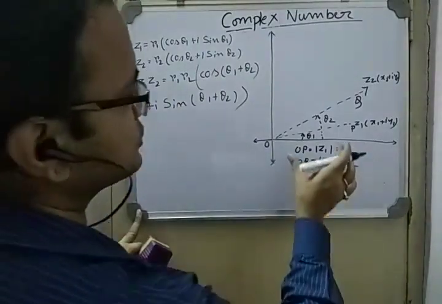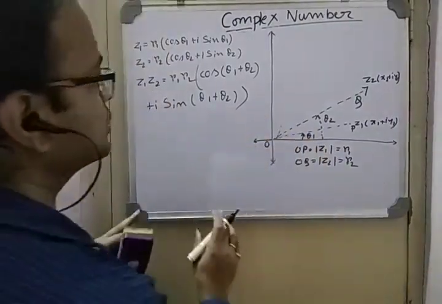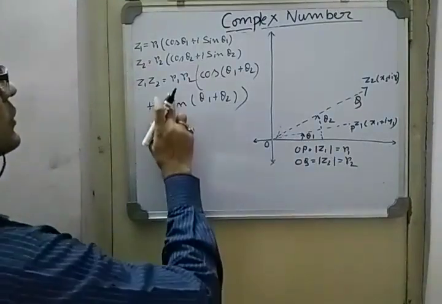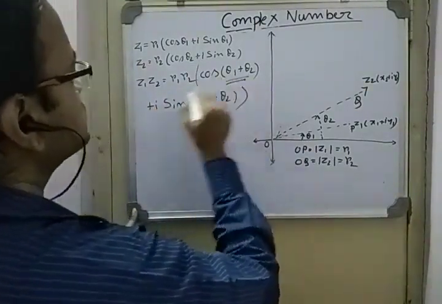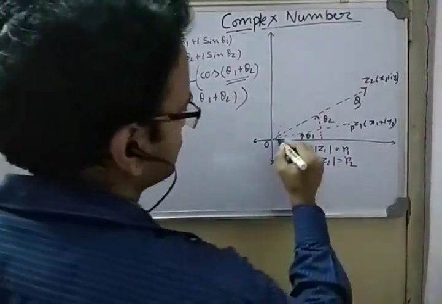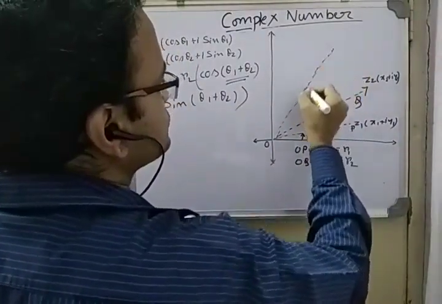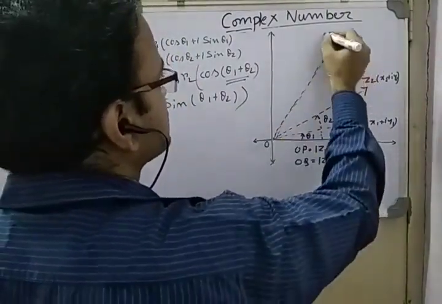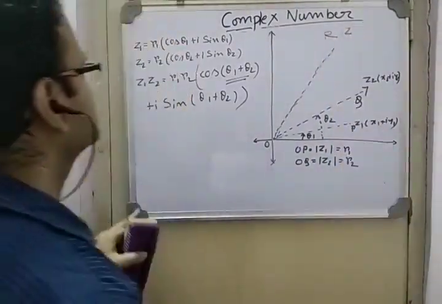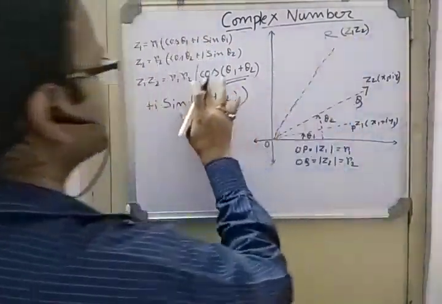Now the multiplied result is what? R1 R2. Okay. So R1 R2 will be on which side? See, the argument of Z1 Z2 is what? Theta 1 plus theta 2. So theta 1, theta 2, here we are assuming both as positive. So it will be like this. If this is suppose R, that is represented by a complex number, that is Z1 Z2, coordinate I will not write.